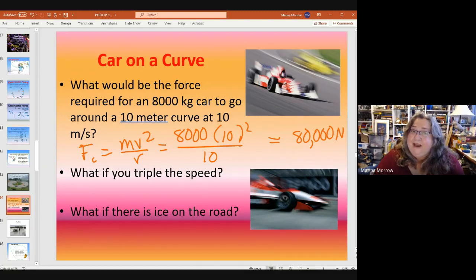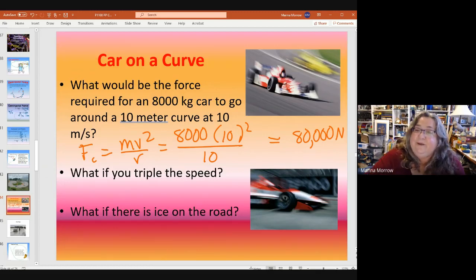But it's not going very fast. 10 meters per second is about 20 miles per hour. Well, if you're driving on a normal road, yeah, you want to get down to like 10 miles per hour to take most turns. So actually, this is fast for a normal driver to take a turn, but it's not fast for a race driver.